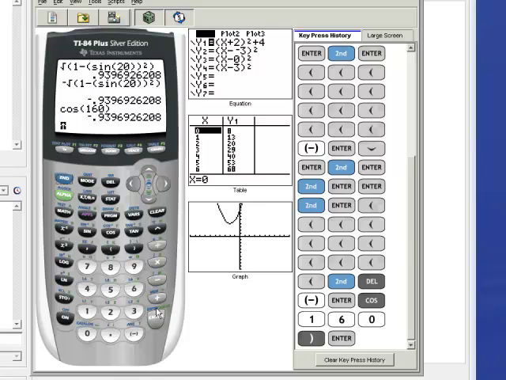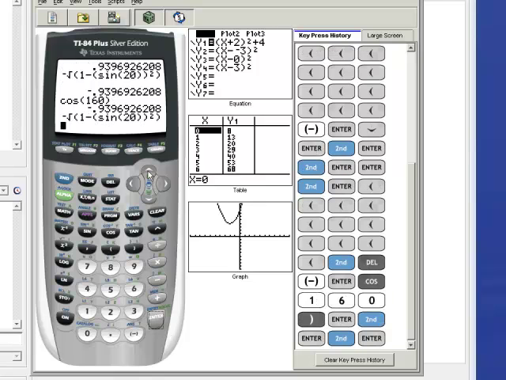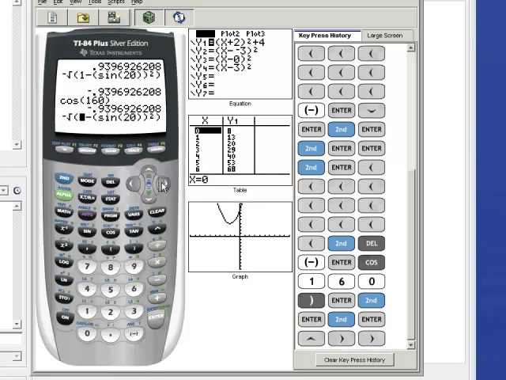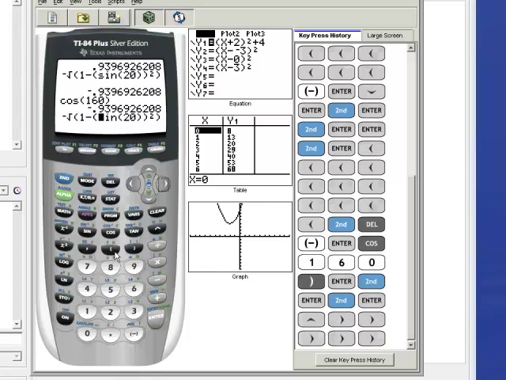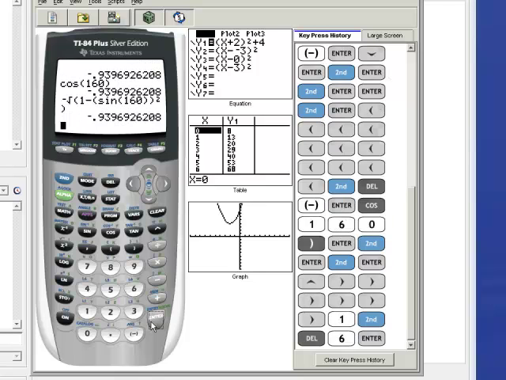So let me put in 160 degrees into this one and see what I come up with. 1, insert, 6, right on the money, negative 0.94. As I said, I'm going to skip the next 3 because once we have figured this one out, then the other ones have to be correct as well.